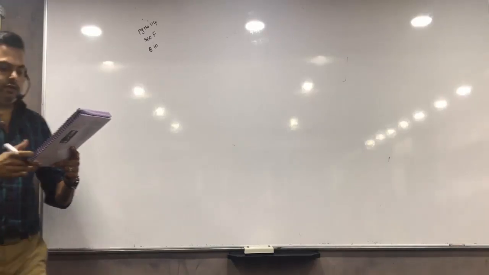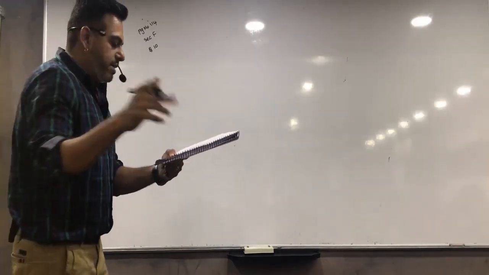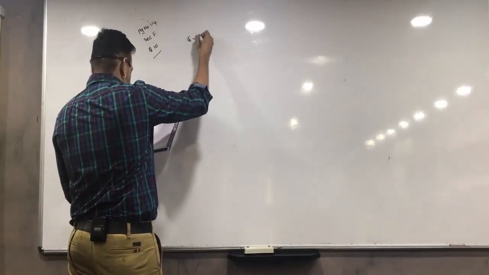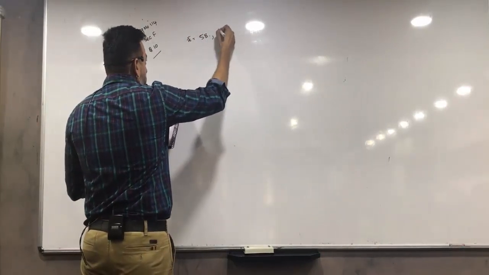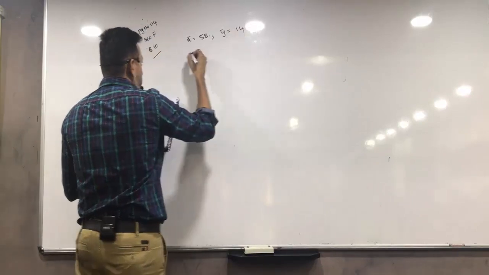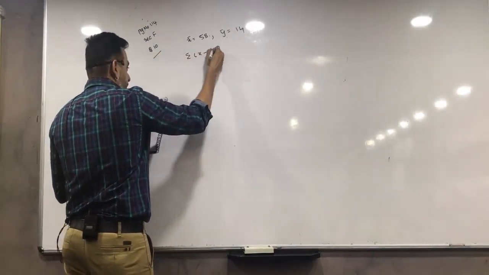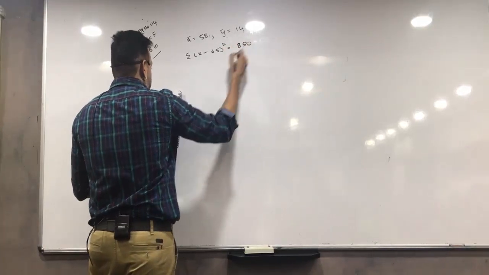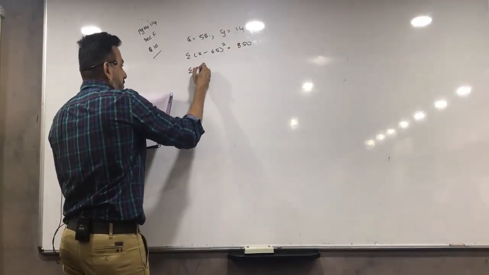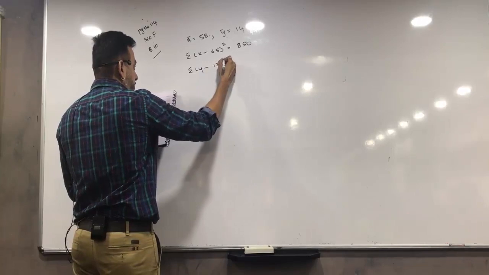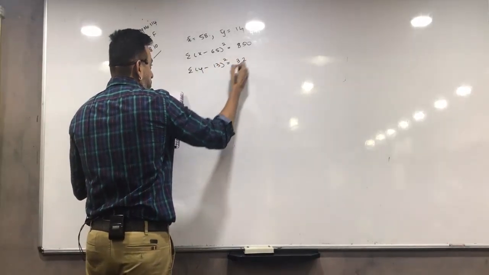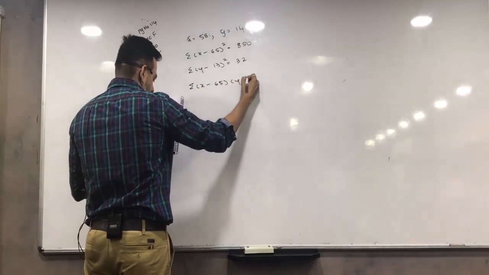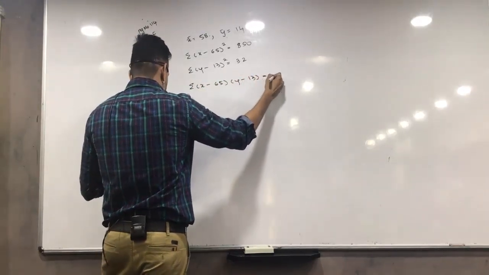You may write what is given. Okay, I'll help you with that. x bar is equal to 58. y bar is equal to 14. Sigma (x minus 65) square is equal to 850. Sigma (y minus 13) the whole square is equal to 32. Sigma (x minus 65)(y minus 13) is equal to 0.